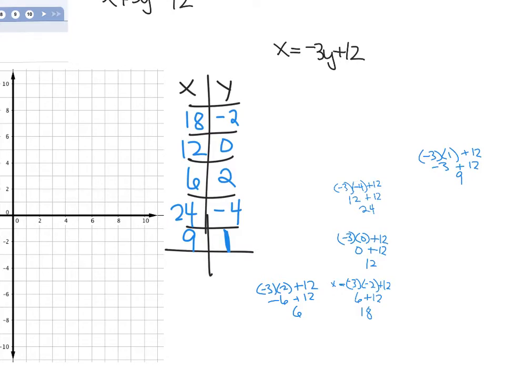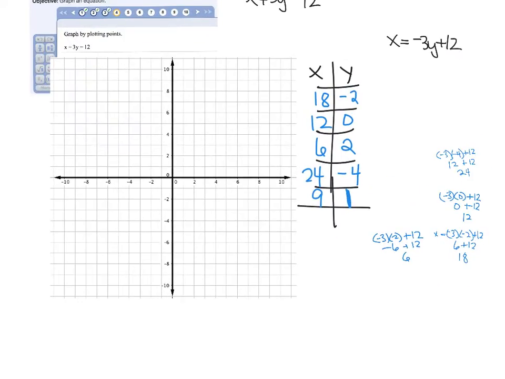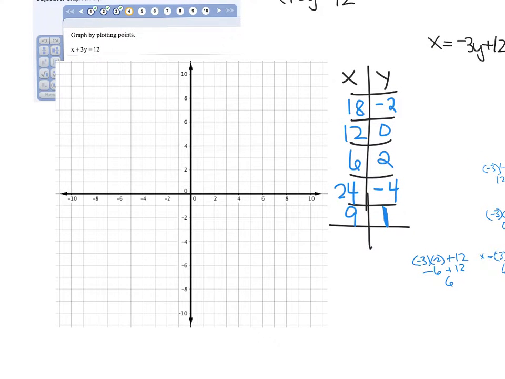So I think now we have enough information that we can start putting our points where they go. So the first one we have is 18, negative 2. Well, 18, negative 2 goes beyond our graph, so I'm going to leave that alone. 12, 0. We can do a little bit of approximating, and we know that 12, 0 is probably going to go right about here, because you can see here's 10, 11, 12, so there's 12, 0.